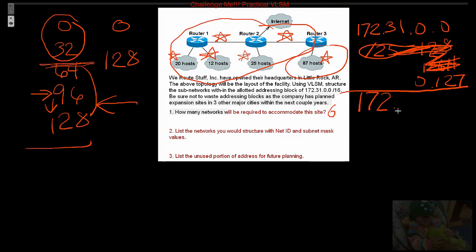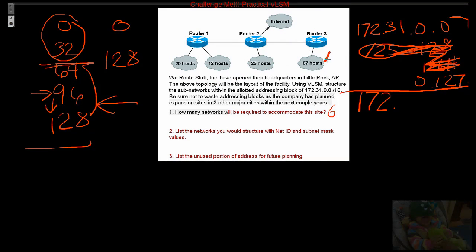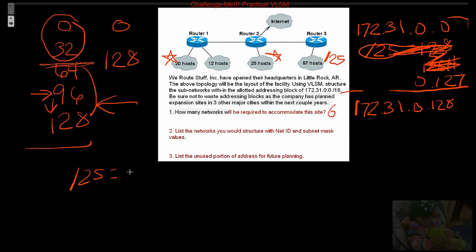Divide that. That's our first network right there. /25. 172.31.0.128. We take our next largest network, 25 hosts. This guy's going to be the same size, because if we went with a /25, which gave us 128 hosts, let's put them over here, /25, it's networks of 128 minus your 2.